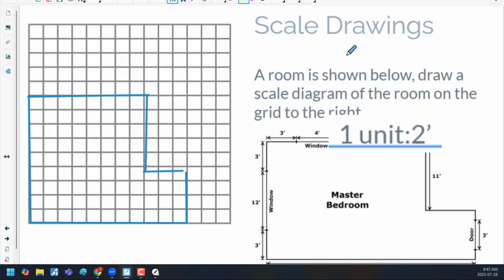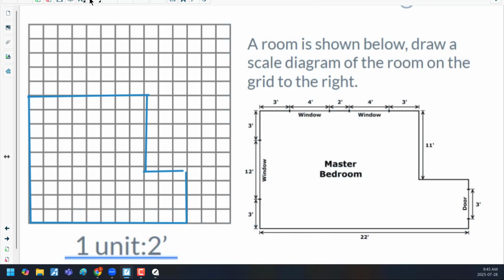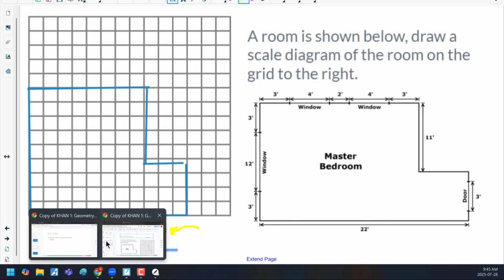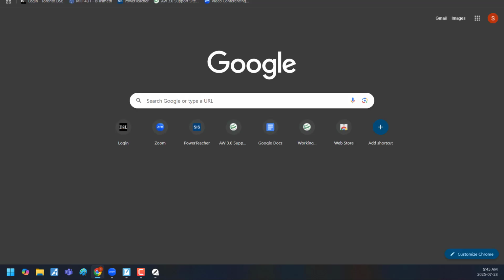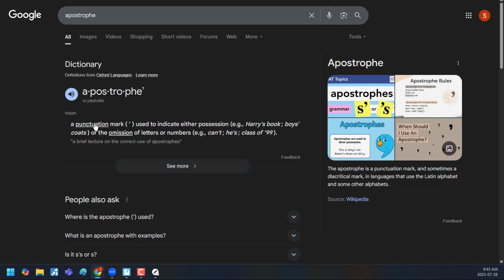So let's start. So what's happening here? These are measurements. If you're not sure, what do you call this symbol here? Apostrophe? I don't know. I don't know how to spell it even. Yeah, a punctuation mark, apostrophe. Yeah, okay, I got it.